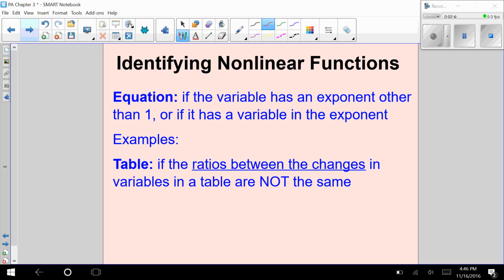So to identify nonlinear functions, in an equation, look for a variable with an exponent other than 1, or a variable in the exponent. So some examples of these. Y equals 3x cubed. That is nonlinear. Or y equals 4 to the x power. That's also nonlinear. In a table, if the ratios between the changes in variables are not the same, it is nonlinear.